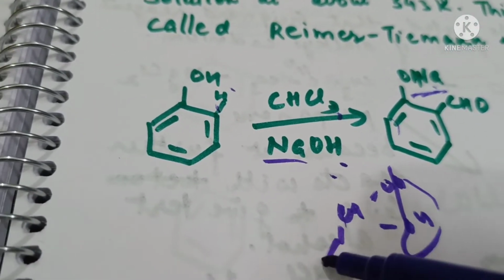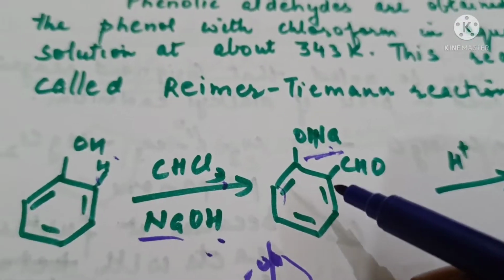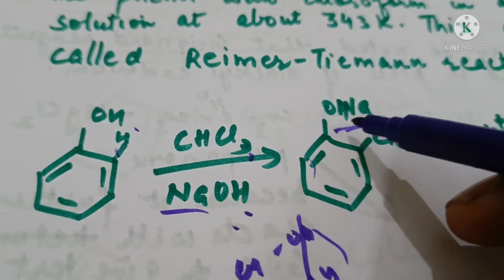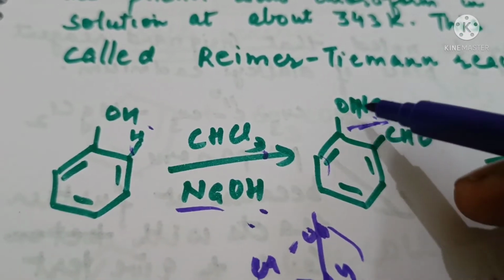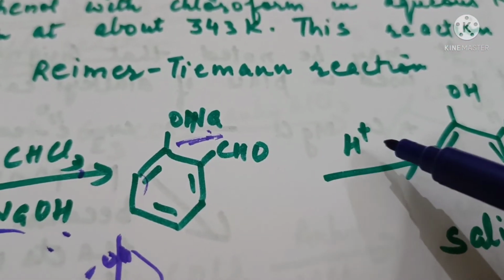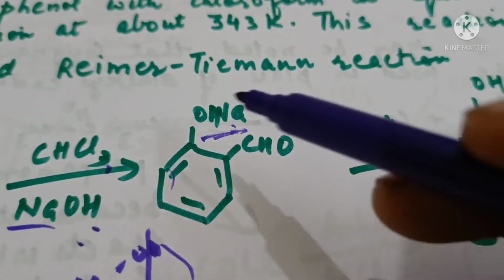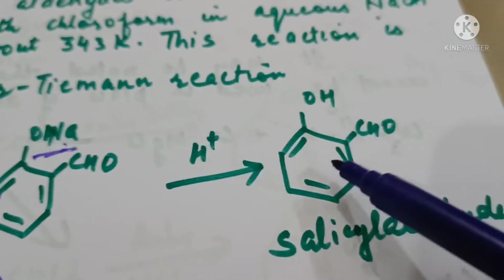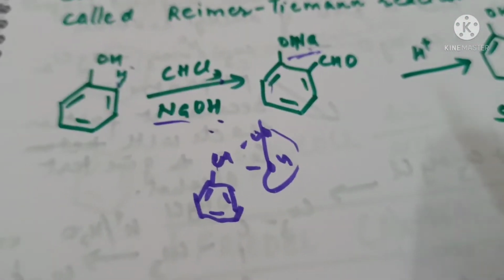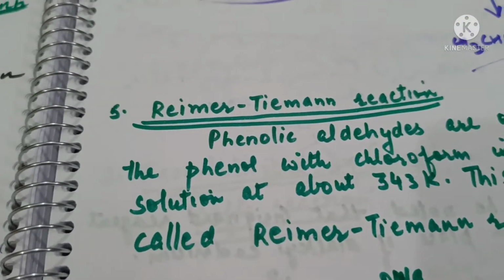So ultimately the aldehyde is formed, and we also have oxygen Na at the position ortho to it. On hydrolysis, on reacting with dilute acid, Na gets substituted with H to form salicylaldehyde. This reaction is called Reimer-Tiemann reaction.